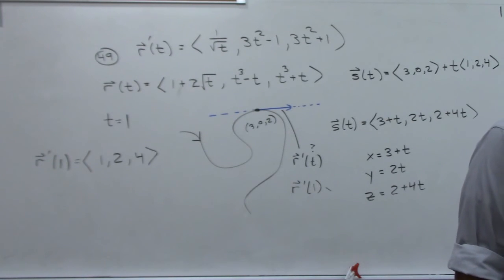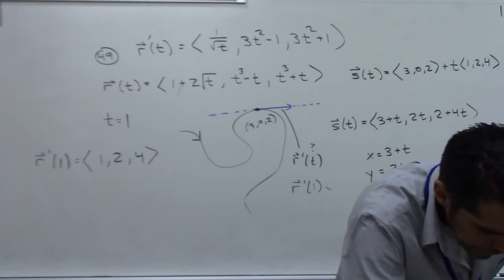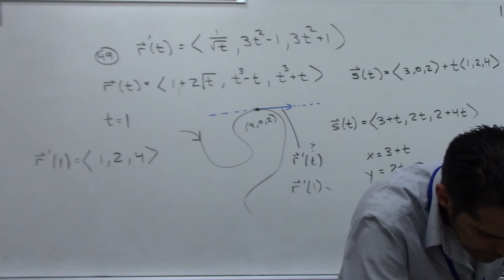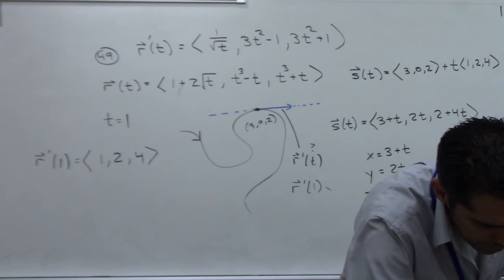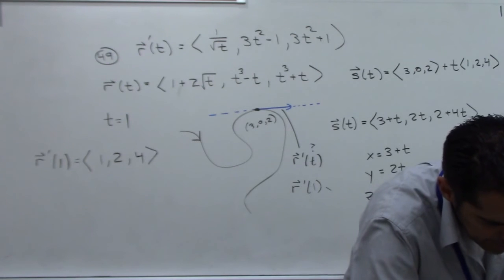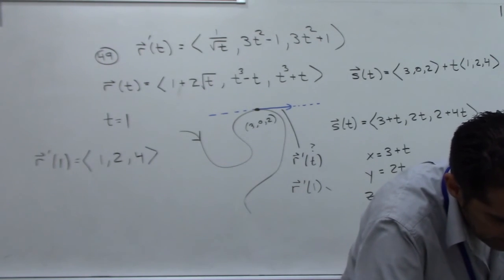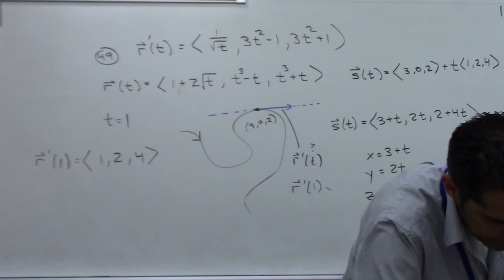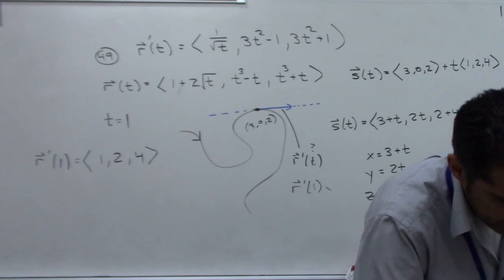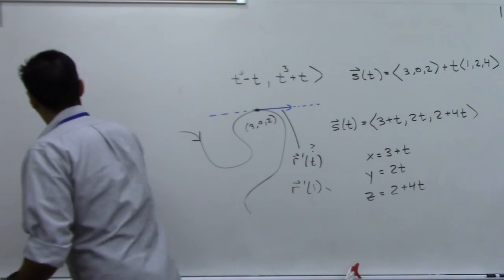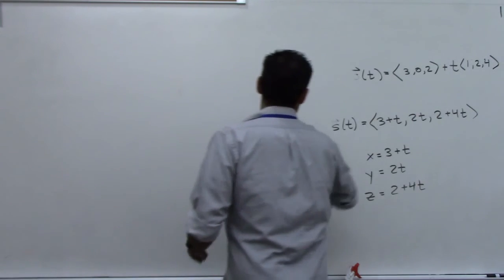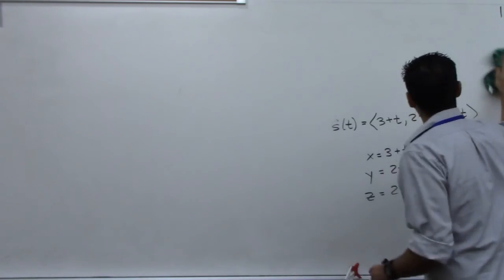53. Find the vector equation of the tangent line to the curve of intersection of the cylinder, and the second cylinder, at the point. All right, that 53 is a good problem. Took me a second reading it to understand what they wanted.